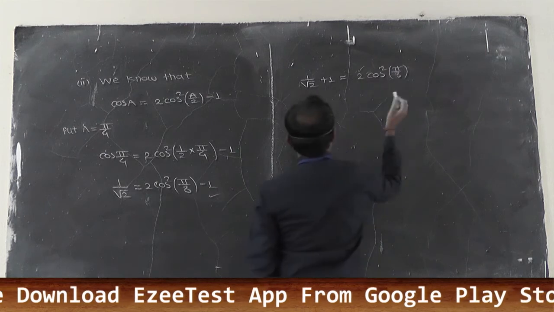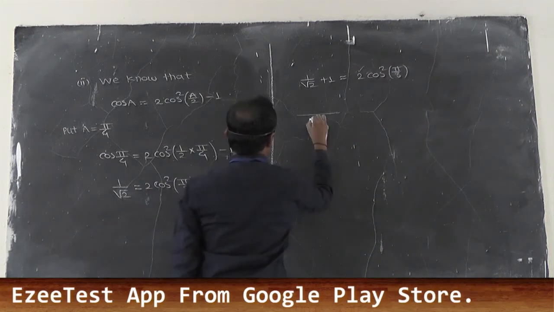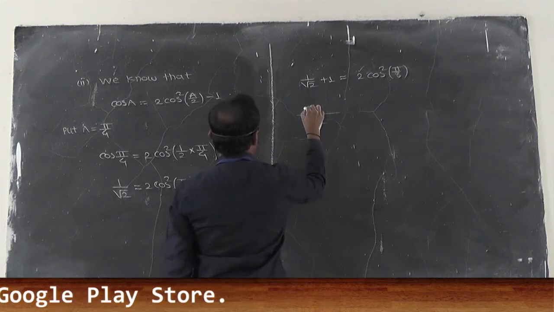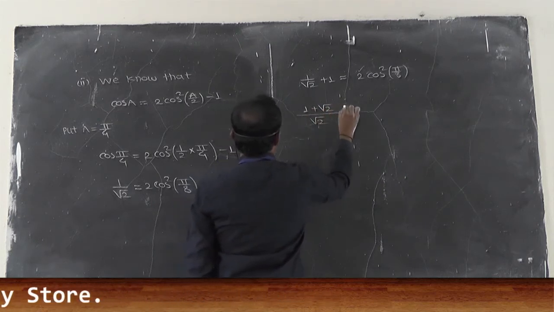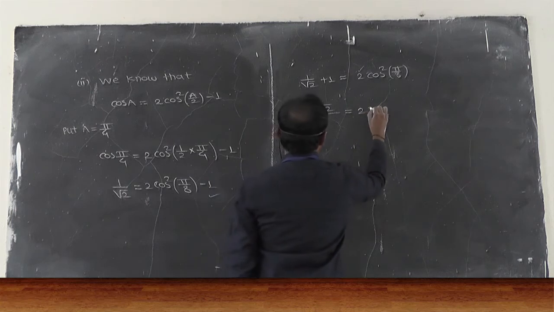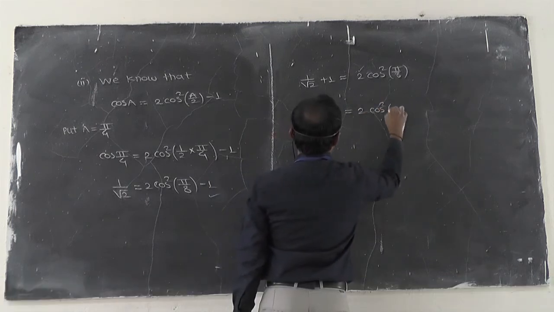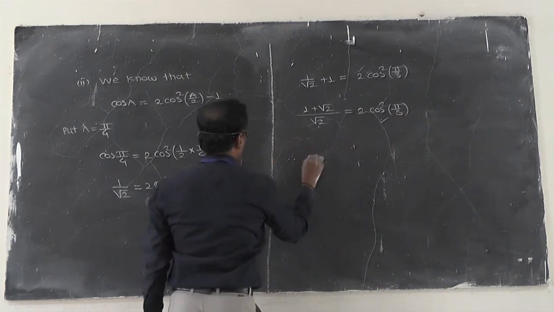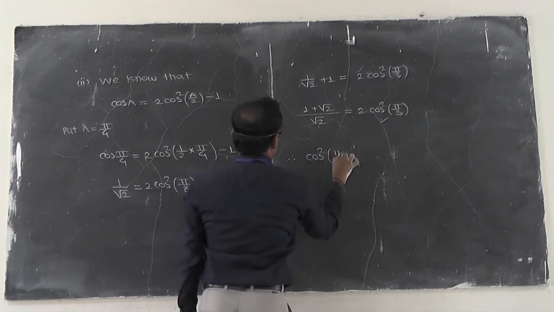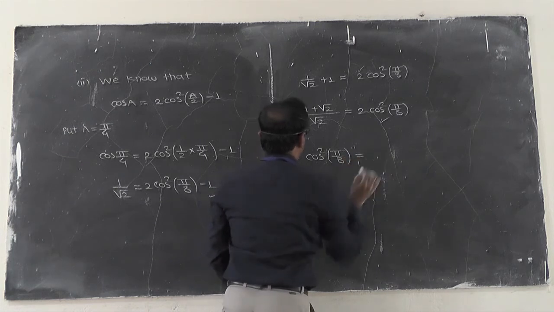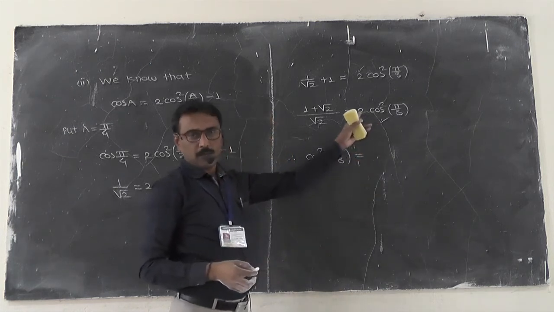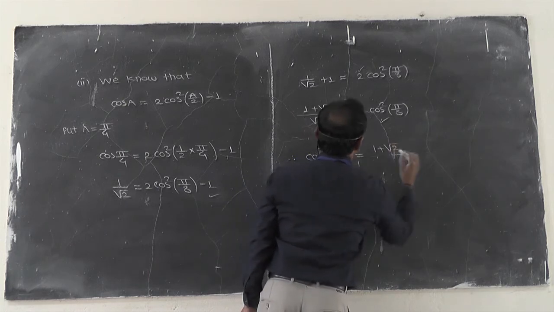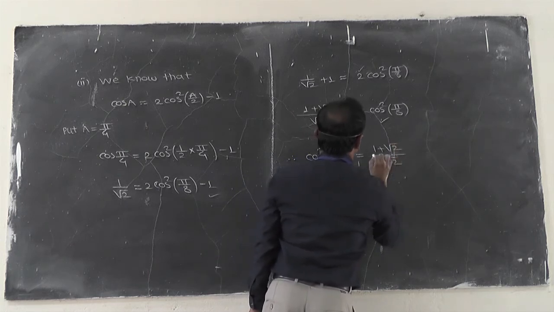Now this multiplier 2 will shift to the left, but firstly we will take the LCM. What is the LCM? Root 2, cross multiply, it is 1 plus root 2, and it is equal to 2 cos square pi by 8. Now I want the value of cos square pi by 8. This 2 is a multiplier; if you take it to the left, it becomes a divisor. So it is 1 plus root 2 divided by 2 root 2.